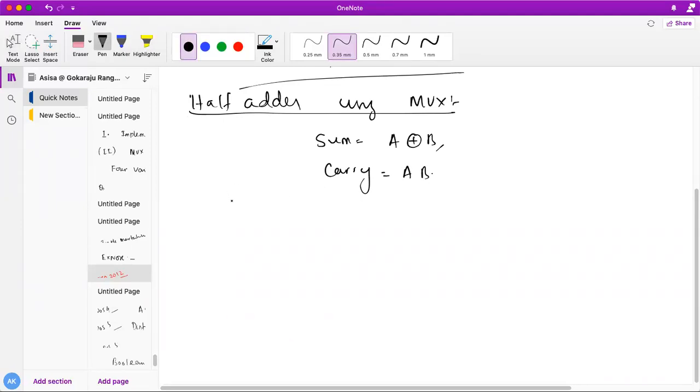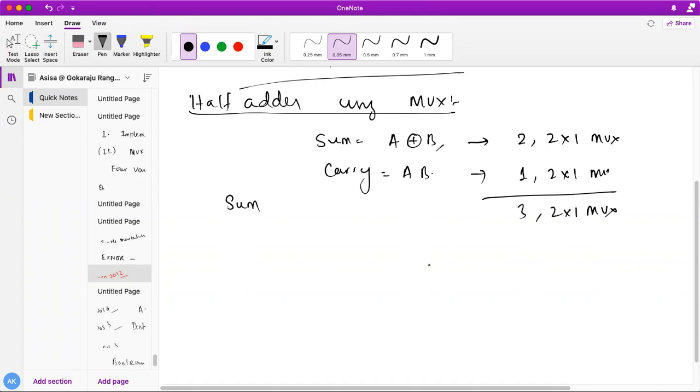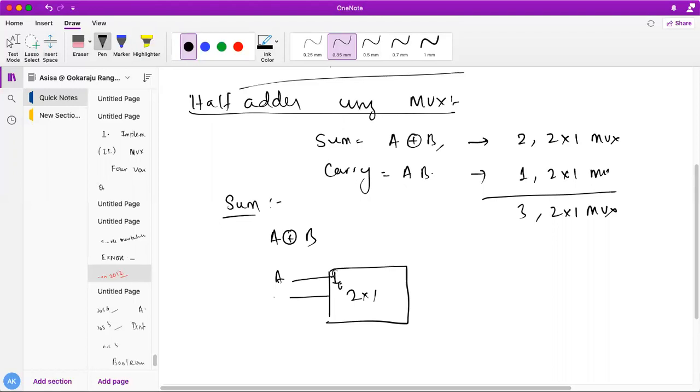Very simple. How to design Sum? How many 2x1 muxes are required for it, student? For Sum, I require two 2x1 muxes, and for Carry I need one 2x1 mux. So in total, how many muxes do I require? Three 2x1 muxes. For Sum, it is nothing else but A XOR B that I am going to implement. I have already told you how to do this. This is my 2x1 mux. Sorry, this is my I0 and I1. Okay, this is my I0 and I1.